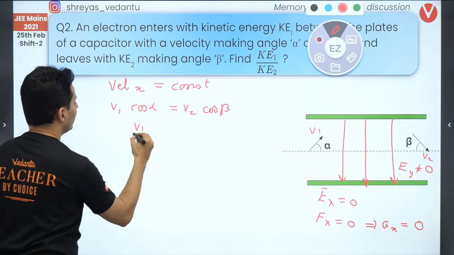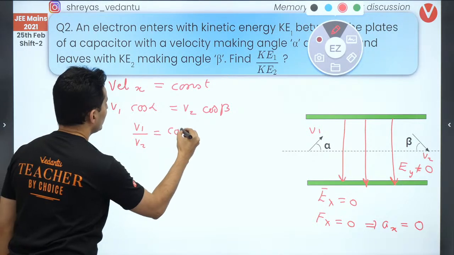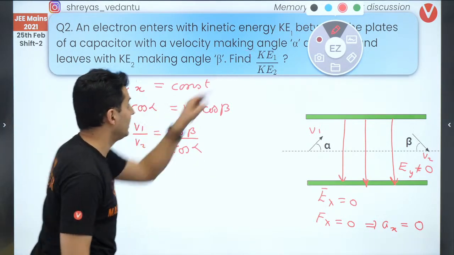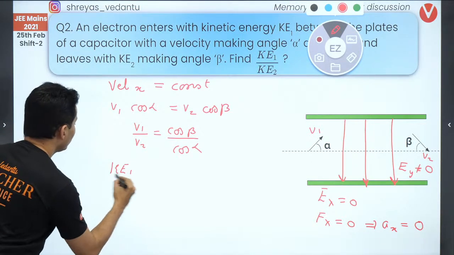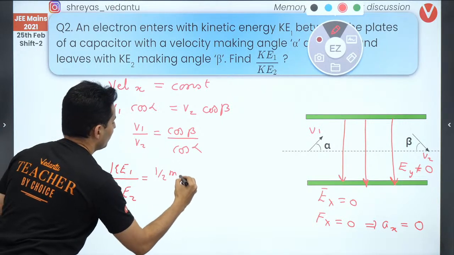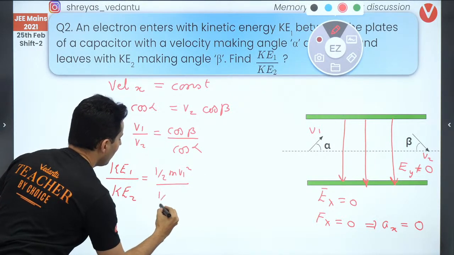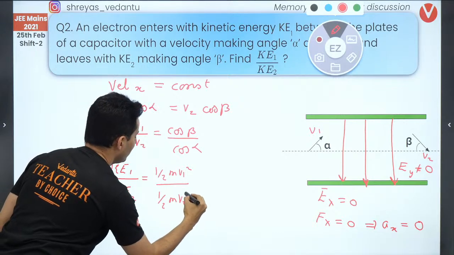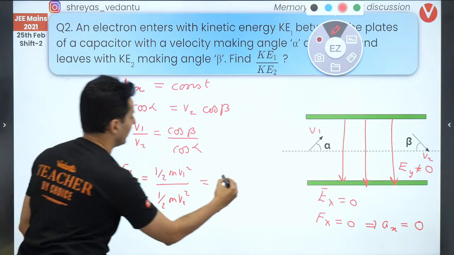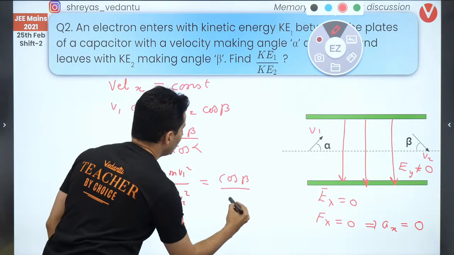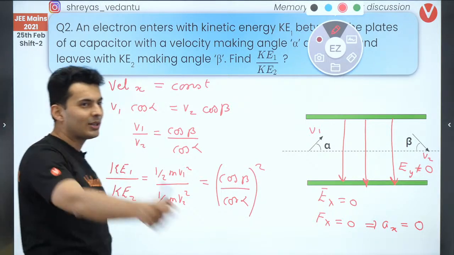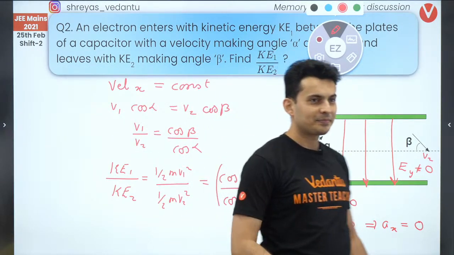Okay, so I'm going to get v1 by v2 is cos beta divided by cos alpha. But I was asked kinetic energy 1 by kinetic energy 2. So Ke1 divided by Ke2 will be half m v1 square divided by half m v2 square. So half m goes. So it will be v1 by v2 whole square. So it will be cos beta by cos alpha whole square. That's the answer, guys. How many of you got this one?